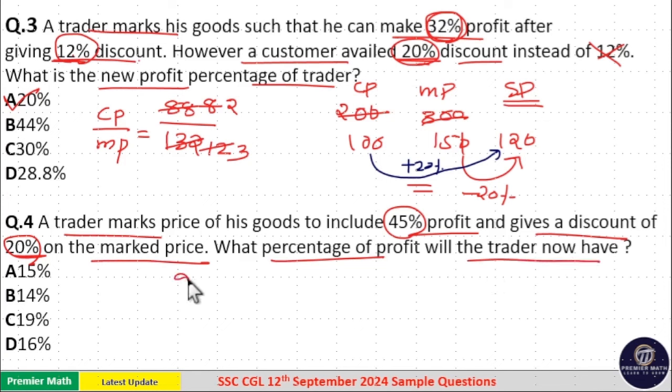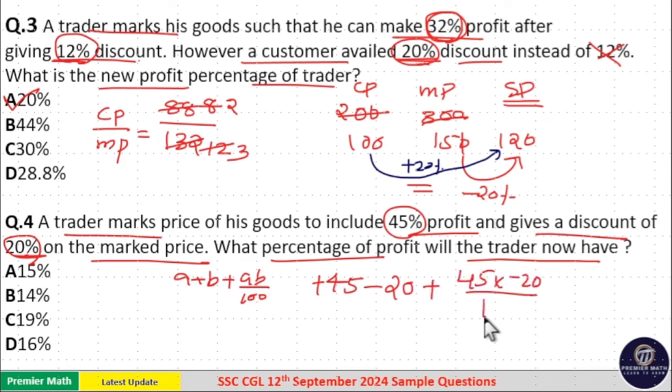You can use A plus B plus AB by 100 formula here. That is, here profit is 45%. We need to find out overall profit after giving discount of 20%. That is, profit is plus 45 and discount is equal to minus 20. Discount is 20 means add minus 20. Then here 45 into minus 20 divided by 100.